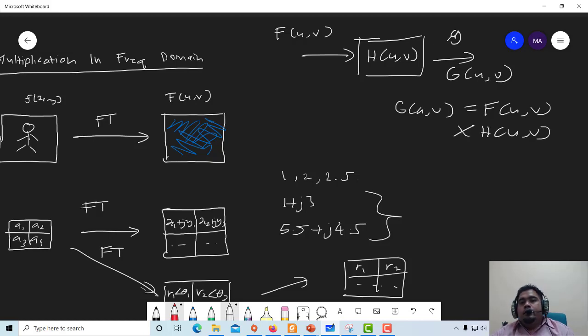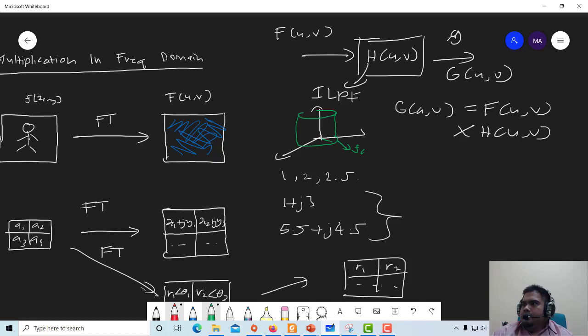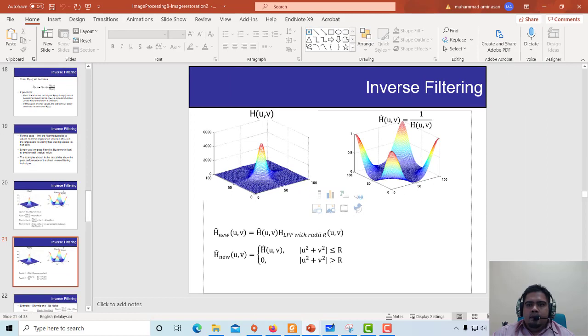So let's assume that your h here is a low pass filter, an ideal low pass filter. We have discussed before what the ideal low pass filter looks like. It's something like this, in the form of a cylinder, where the radius here is the cut-off frequency. We don't call it FC as in a one-dimensional signal. Normally we just call it R. I think it's R, right? In the slide we talk about that one.